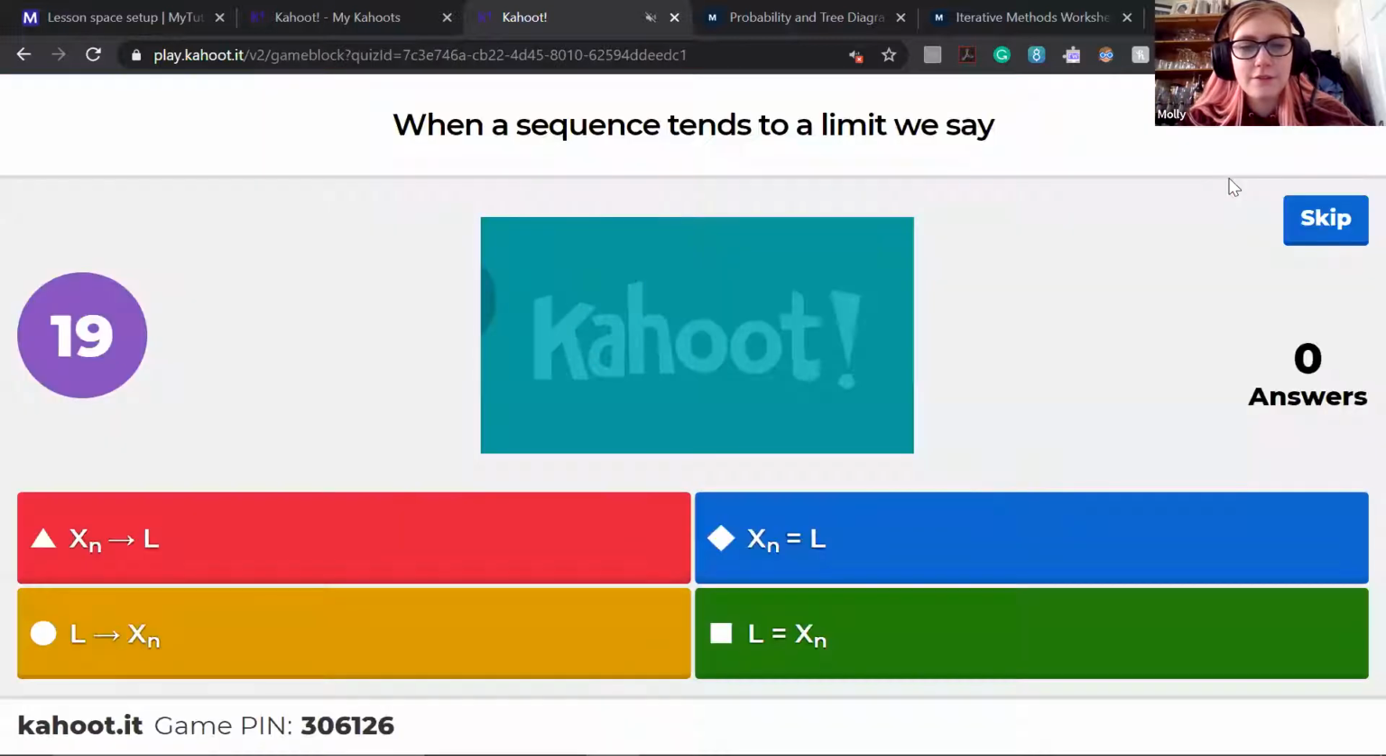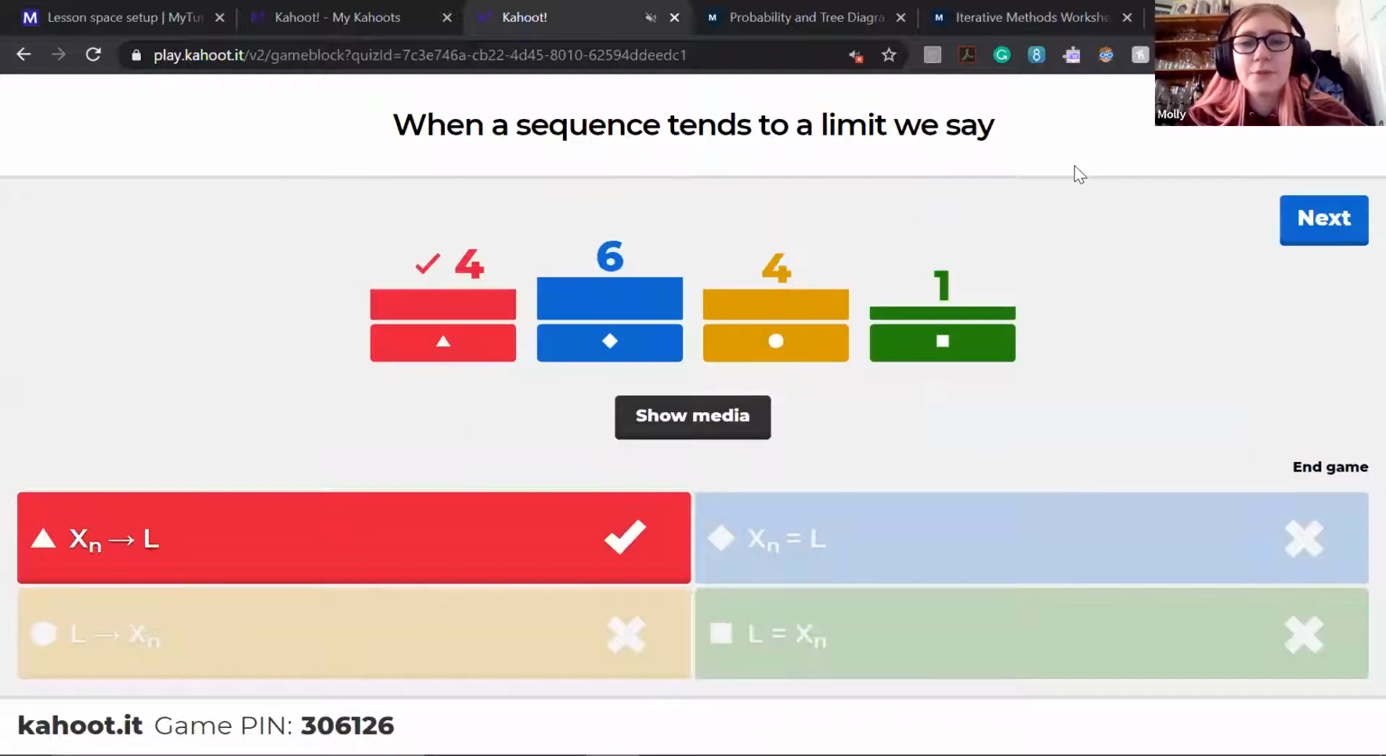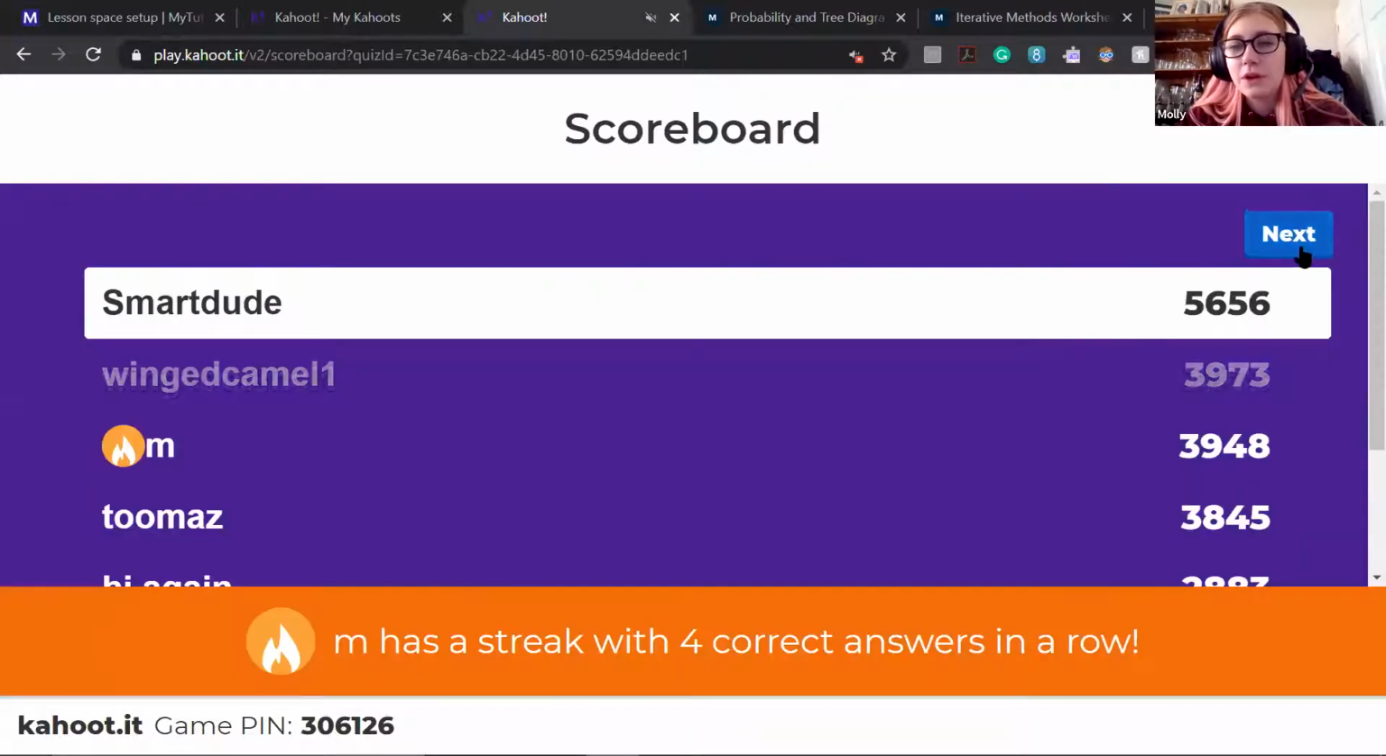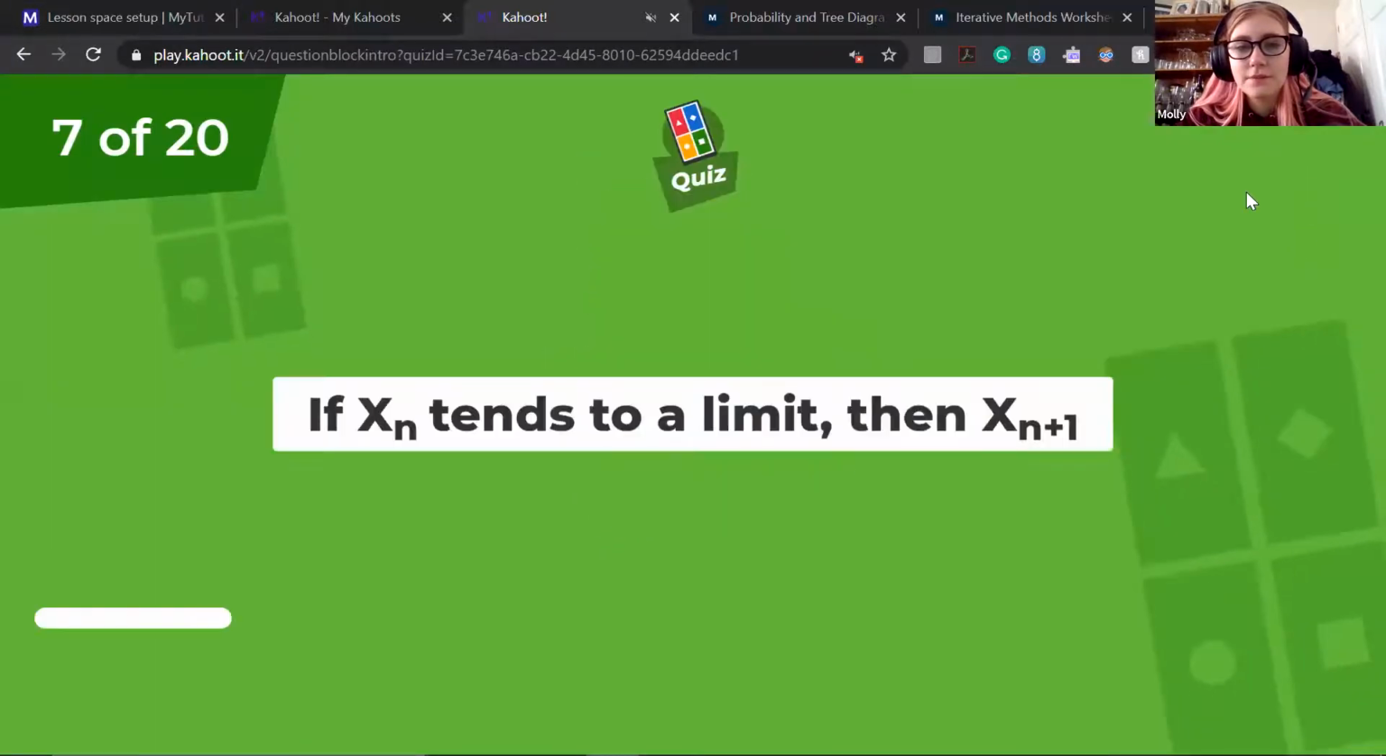Again, you might not have seen this kind of notation, so don't worry if you have no idea what's going on. What this means is that the sequence tends towards, that's what this arrow means, the limit L. We'll look at what that actually means soon.